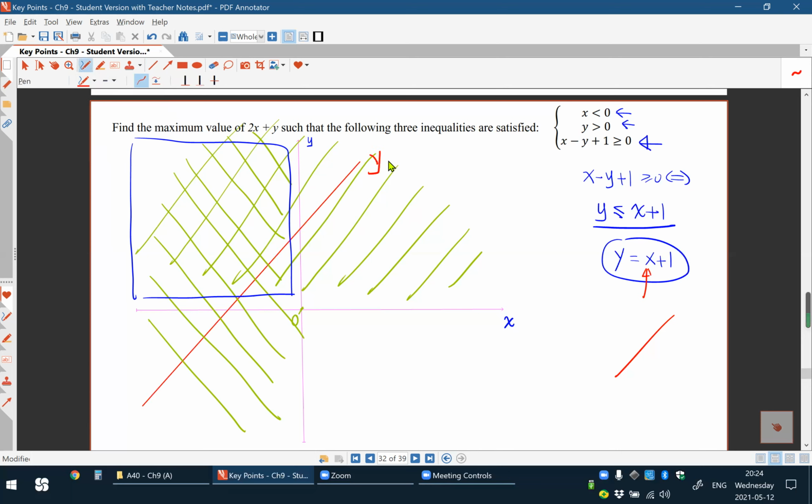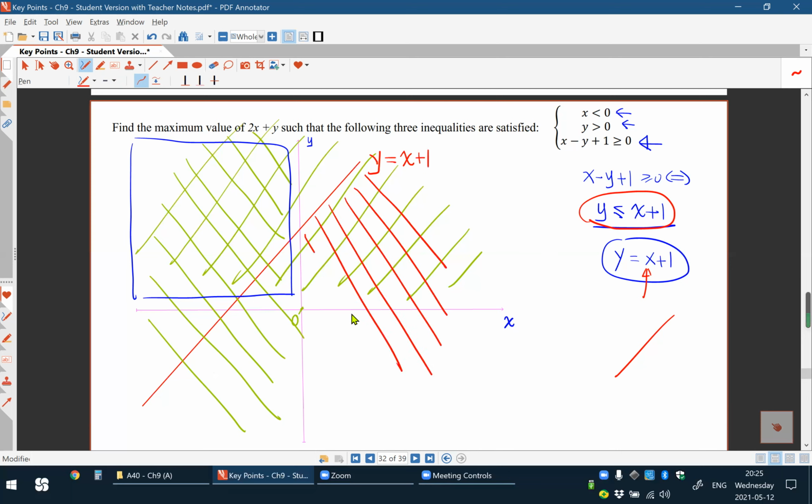This is our line, y equals x plus 1, right? Okay, so how about y is smaller than or equal to x plus 1? According to the analysis in our previous slides, this should be the region that is under this line, right? Because it says y is smaller than. That means it's a region that is smaller than this line. So it corresponds to all the region below this line, right?